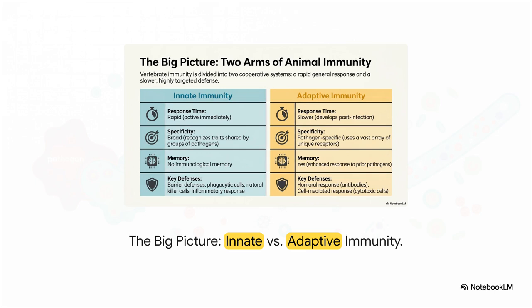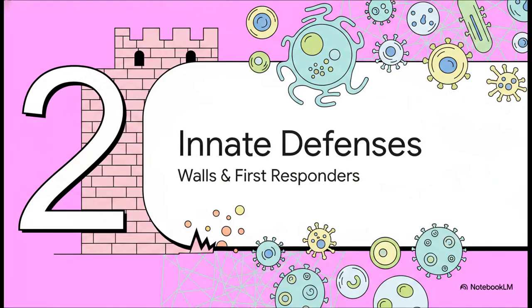On the flip side, we have adaptive immunity. Found only in vertebrates, this is a much slower response that develops after infection, but it's highly targeted to specific pathogens using a vast array of unique receptors. And crucially, it remembers.